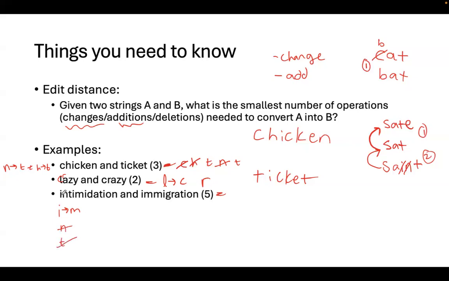Change the E to a G. Drop the NT. Change the D to a G. And then just add an R after that. I'm sorry, the second I. Oh, yeah, okay. That makes more sense.